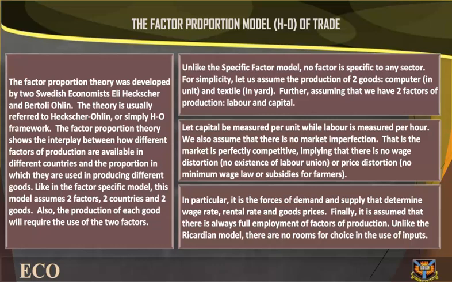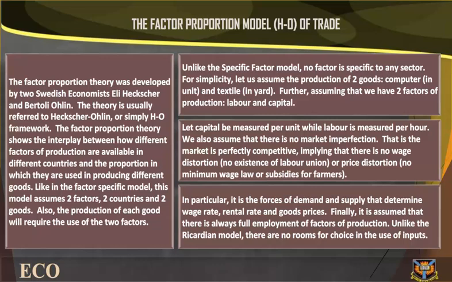Like in the factor-specific model, this model assumes two factors, two countries and two goods. Also, the production of each good will require the use of the two factors. Unlike the specific factor model, no factor is specific to any sector. For simplicity, let us assume the production of two goods, computer in unit and textile in yard. Further, assuming that we have two factors of production, labor and capital. Let capital be measured per unit while labor is measured per hour.